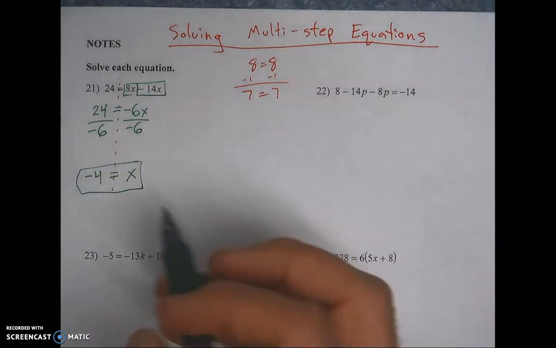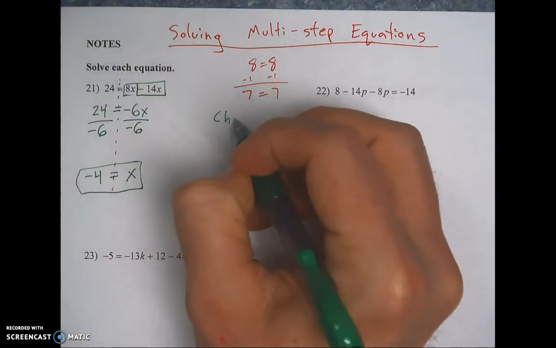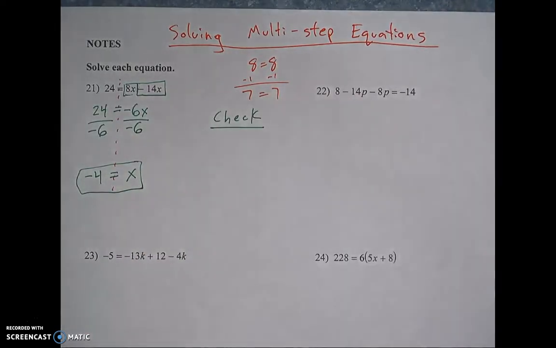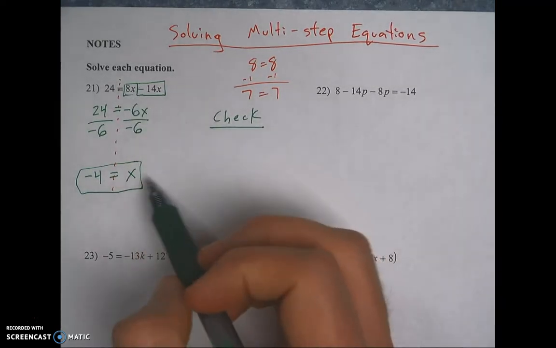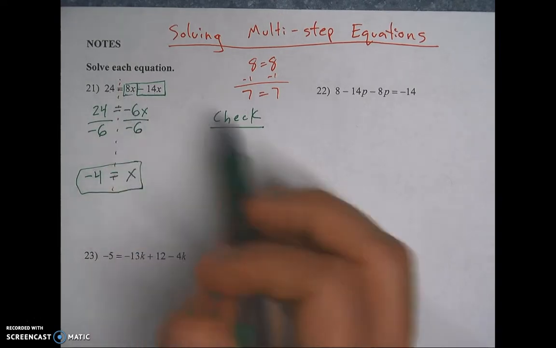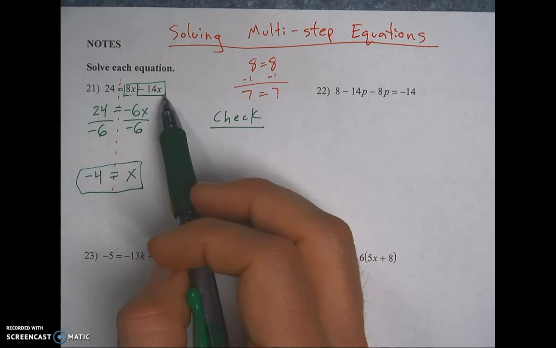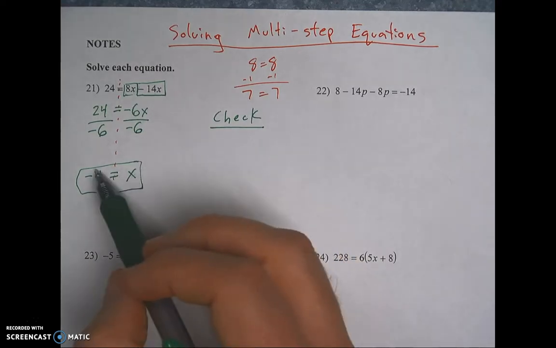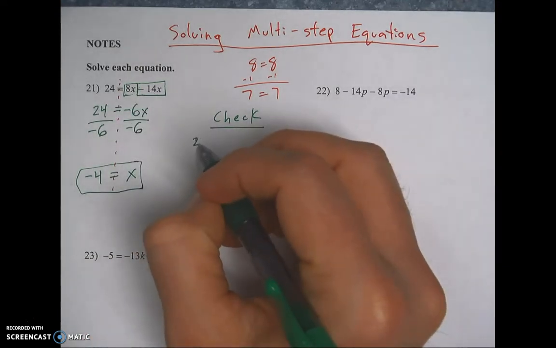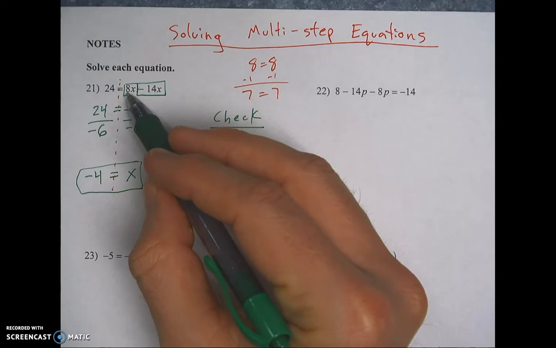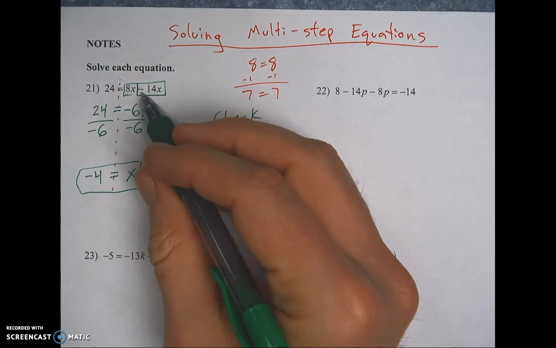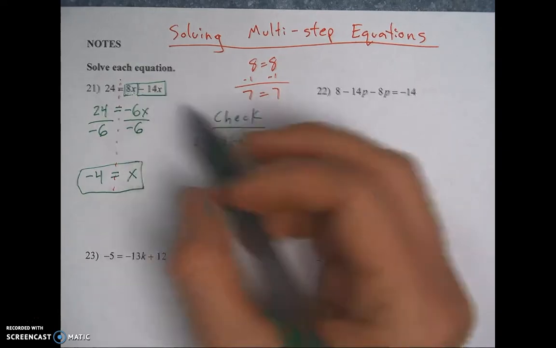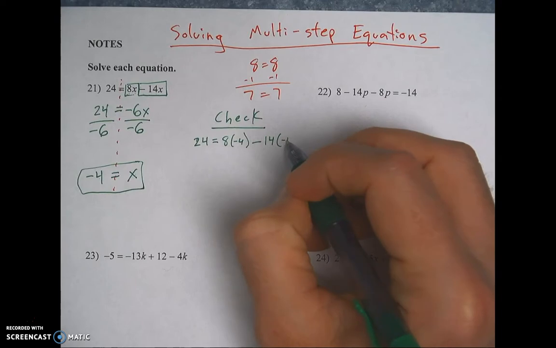Now we still need to do checks. So we did checks on simple 1 and 2 step equations. This is just going to be a little more involved here. We have more than one x. In both places, we need to replace it with our answer. So just a reminder on how we do a check. You rewrite the original equation, replacing the variable with our answer, and seeing if it makes sense. So rewriting the original, 24 equals, instead of 8x, it's 8 times negative 4 minus. Instead of 14x, it's 14 times negative 4.